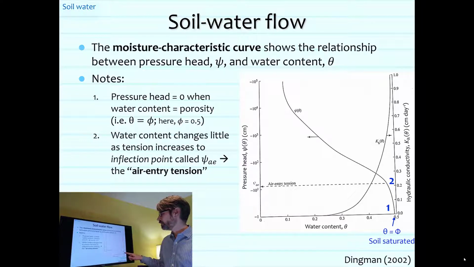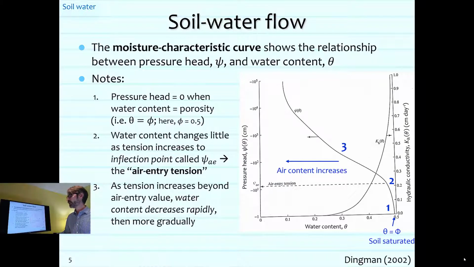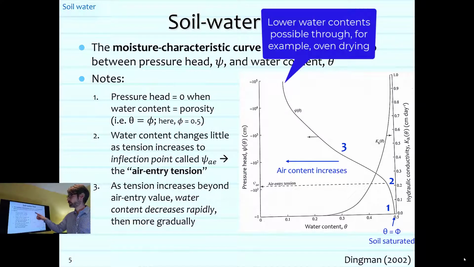As we begin to increase the pressure head, the water content changes very little as the tension increases to this inflection point here, which is called psi AE, or the air entry tension. Okay, so very little change here in the water content, but then something interesting happens beyond this air entry tension. As the tension increases beyond the air entry value, the water content then decreases rapidly, and then more gradually up towards the top here, at which point there's a sort of asymptote.